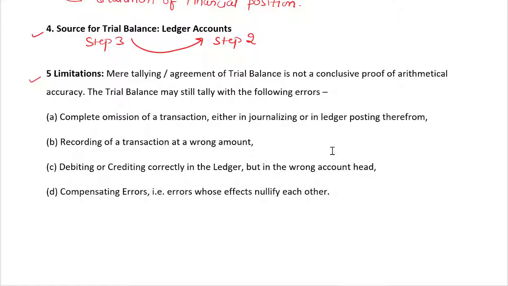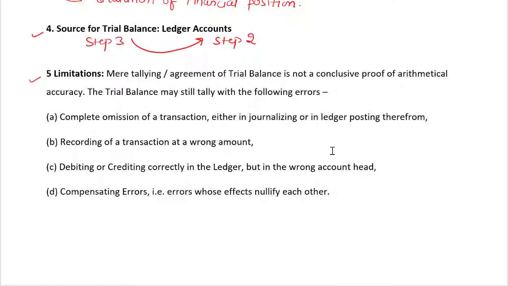In that case, the total of the trial balance will still agree because there would be a missing figure on the debit side and also a missing figure on the credit side. So in this case, it will still show that arithmetically the total is correct, but there are some errors.